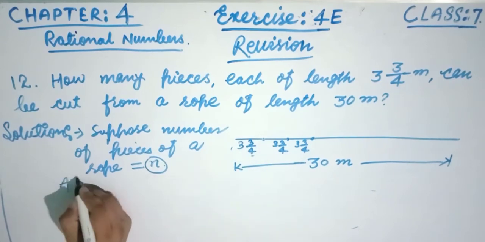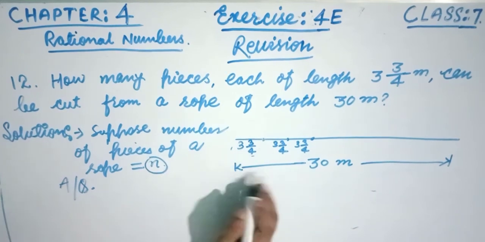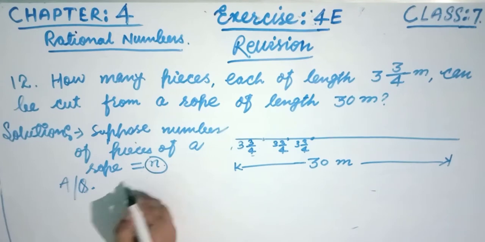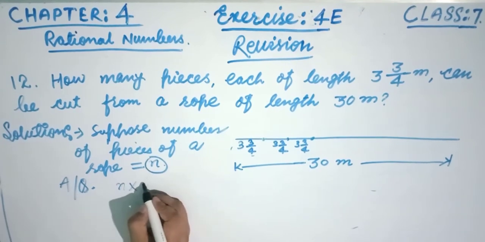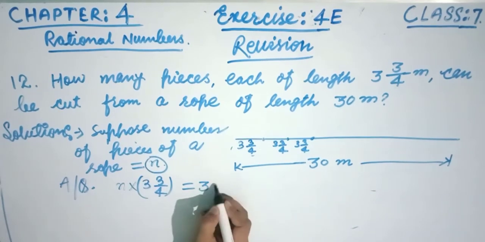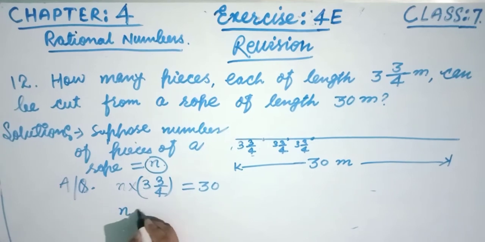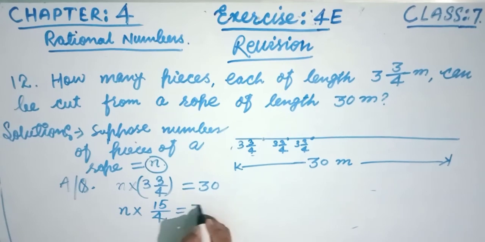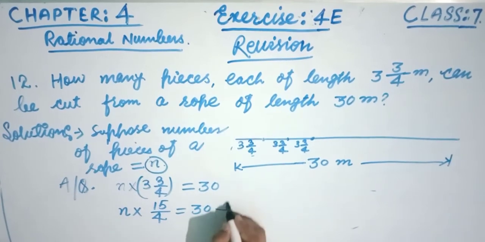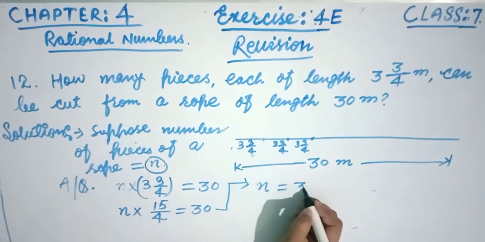Now according to the question, friends, if you multiply the number of pieces with 3 and 3 by 4, meaning each piece, then we will get the total length of this rope. So this is why we can write here n multiplied by 3 and 3 by 4, and this is equal to the total length of the rope, 30. But look, friends, this is a mixed fraction, we have to change this into an improper fraction. This is n. Now 4 times 3 is 12, plus 3 is 15, so 15 by 4, friends, is equal to 30. And remember, friends, this is multiplication, we have to find n over here. Okay, now this is as it is.